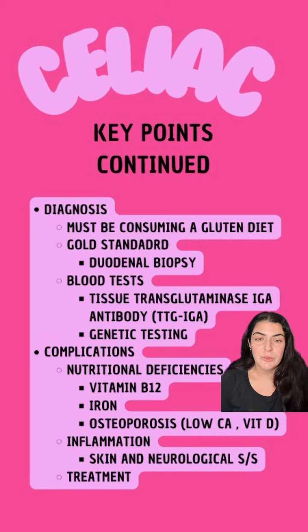Now, if an individual with celiac is eating gluten, or they don't know that they have a gluten allergy and they are consuming the protein, this may lead to a chronic state of inflammation. This can manifest in the skin like a dermatitis or also as neurological signs or symptoms.